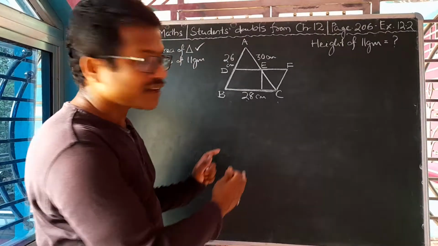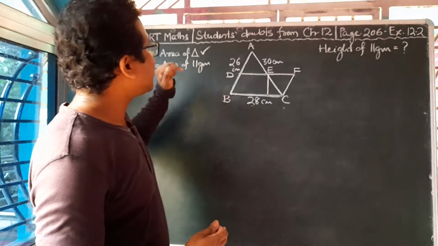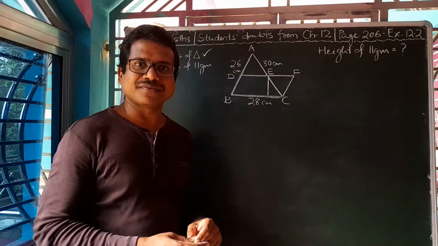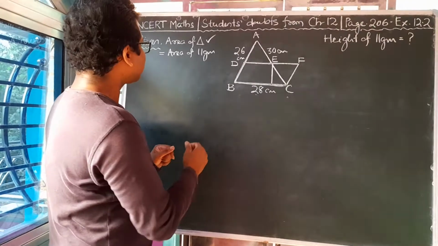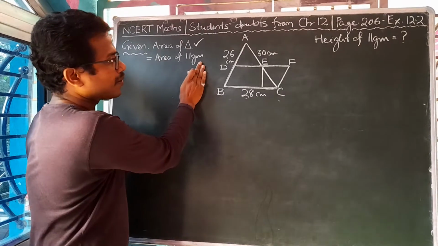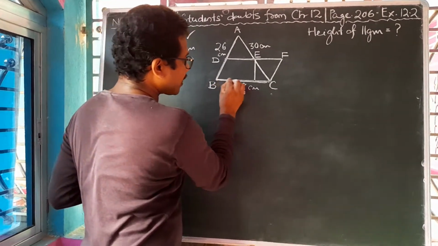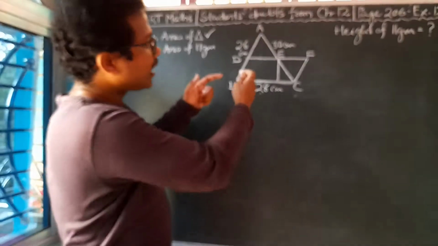Students, today I am going to clarify your doubts from your NCERT Maths chapter 12, that is Heron's formula. So the question given is here: area of a triangle is equal to area of the parallelogram, and the base of the triangle and parallelogram is the same, that is 28 cm. And we have to find out the height of the parallelogram.